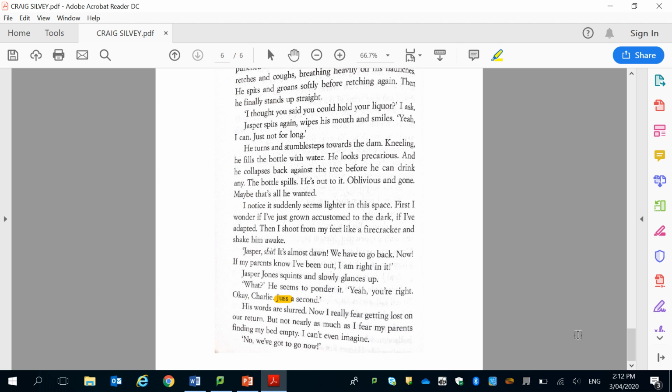Now I really fear getting lost in our return. But not nearly as much as I fear my parents finding my bed empty. I can't even imagine. Now we've got to go.